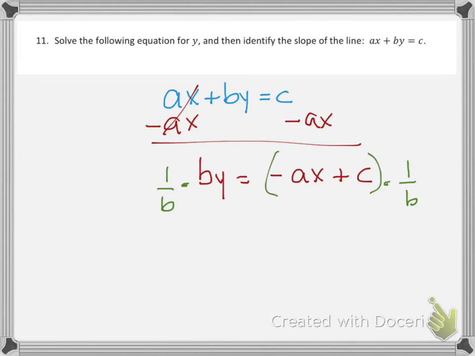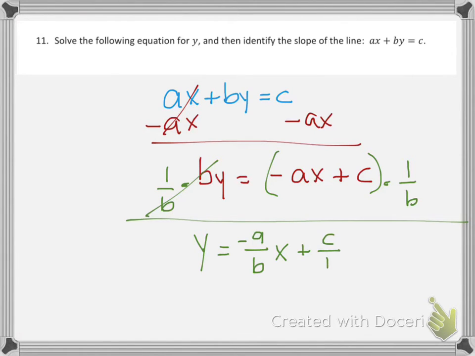That's distributive property. The b's cancel. I get y equals, and this is negative ax divided by b. Well, that's negative a over b times x. And then c divided by b, so that's a positive c over b. And then my slope is negative a over b. That's my slope. I know that because I'm in slope-intercept form, and the coefficient of x is the slope.